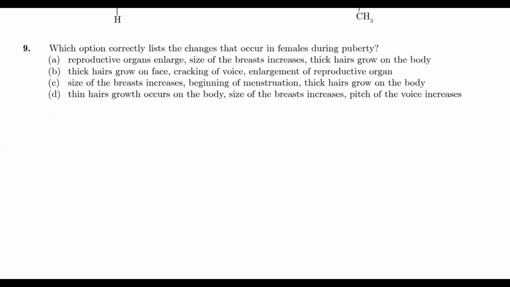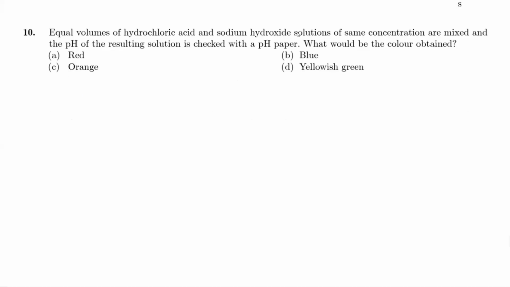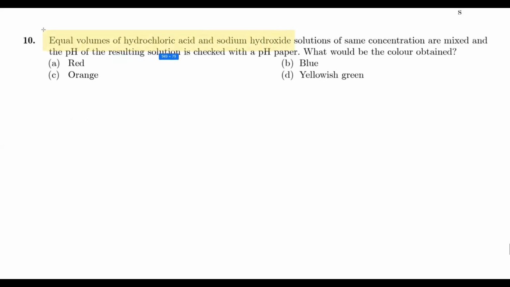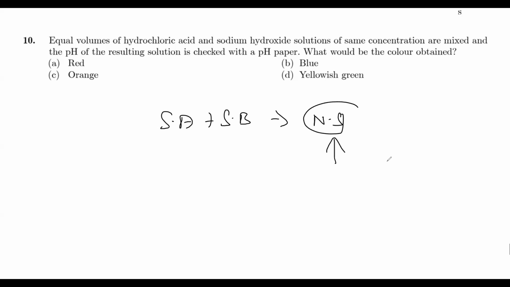Now next question, it says equal volumes of hydrochloric acid and sodium hydroxide solution of the same concentration are mixed and the pH of the resulting solution is checked. What will be the change in color? So first of all, the first thing that you should know here is that a strong acid reacts with a strong base to give a neutral salt and its pH will be 7, right? Because here the salt is neutral.